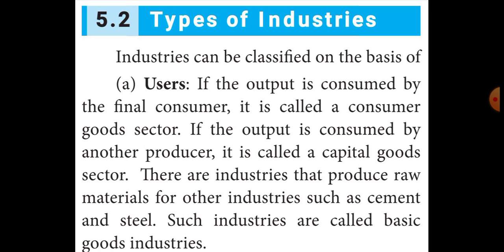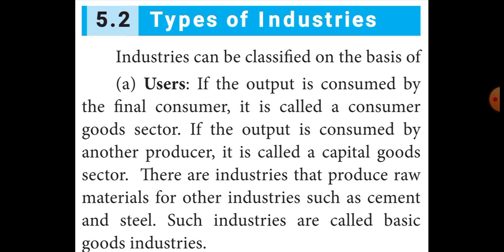For example, cement and steel. Such industries are called basic goods industries. What are basic goods industries? The industries that produce raw materials for other industries are called basic goods industries. For example, cement industries and steel industries.